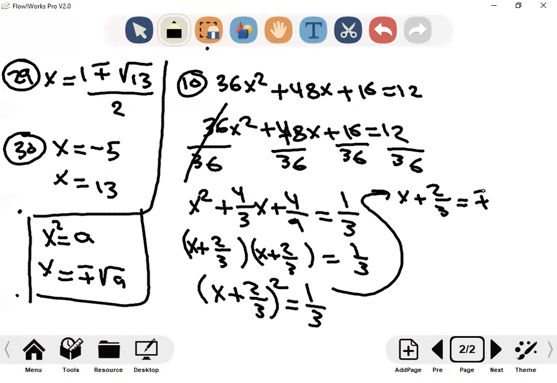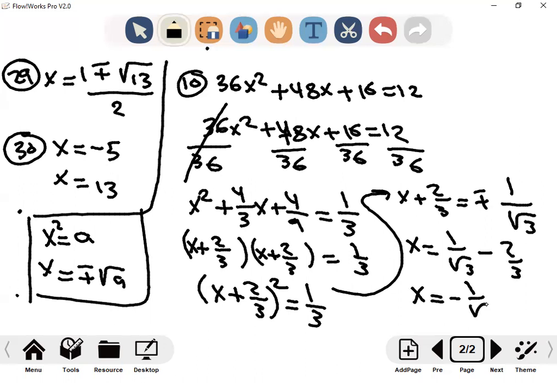What is it? It is 1 over square root of 3. Why? Because square root of 1 is 1, and square root of 3 we keep. So plus minus 1 over square root of 3. Now shift the 2 over 3 there. x will be, once take it positive, once take it negative: x equal 1 over square root of 3 minus 2 over 3, and x equal minus 1 over square root of 3 minus 2 over 3.